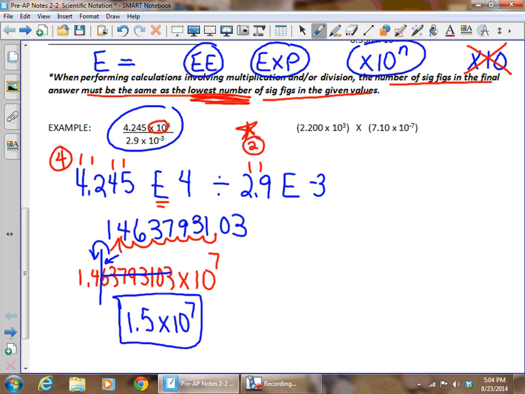Now, I know for pure math people it drives them nuts, but remember, in science it's huge: we cannot give a super exact number for an answer if the values we used to calculate with were not nearly as exact. So 1.5 times 10 to the 7th is the correctly reported value. Okay, let's do one more. Let's look at the next example.